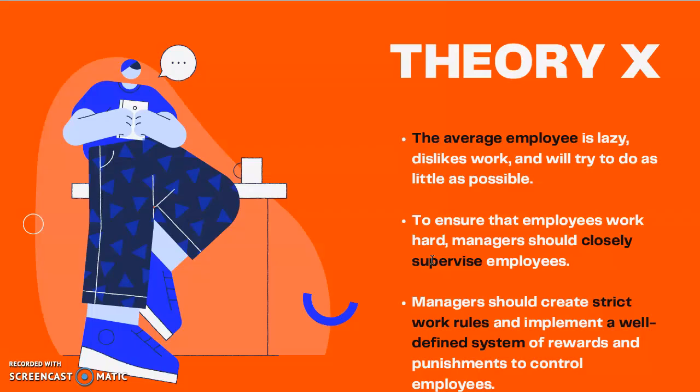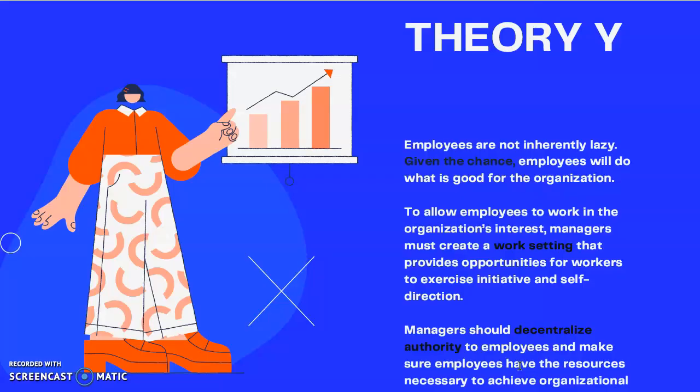Alright, next we go to Theory X and Theory Y. It's still under the behavioral management theory. What is Theory X? Theory X says that the average employee is lazy, dislikes work, and will try to do as little as possible. To make sure that the employees work hard, the managers should closely supervise them. The managers should also create strict rules and define a system that can reward or punish their employees.